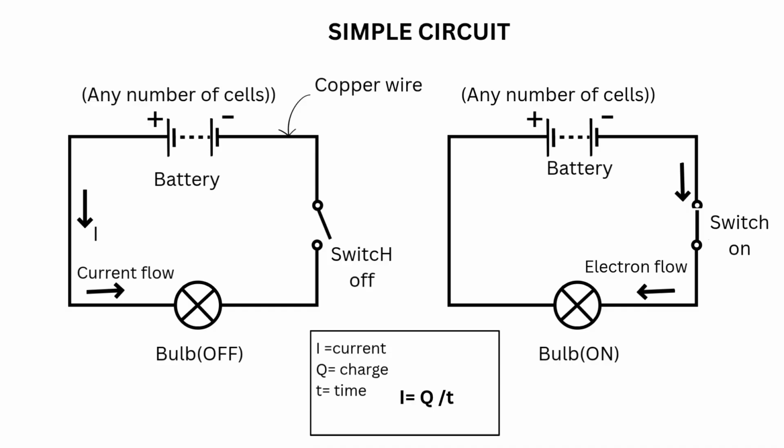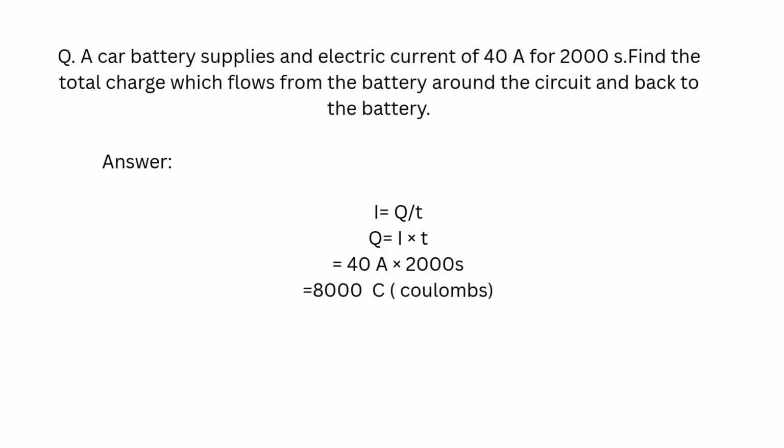By definition, electric current is the rate of flow of charge. Current equals charge by time, or I equals Q by t. The unit of current is ampere. Time is in seconds and charge is in coulomb.